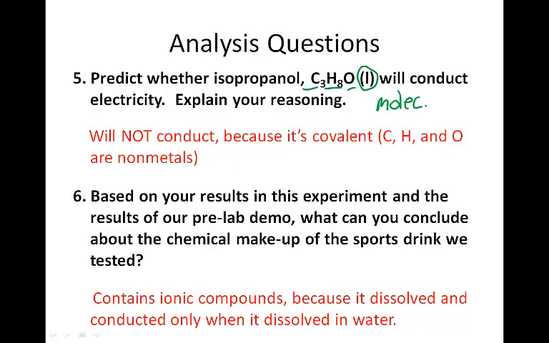And then finally, think back to our pre-lab with the Gatorade sports drink. Based on those results, what could you conclude about it? Well, it has to be ionic because it did dissolve in water and it only conducted when it was dissolved. Those are properties of ionic compounds. So that means that it has a metal and a nonmetal in it of some sort. And if you want, you could look up on the side of a Gatorade bottle or something and see that there are a lot of ionic compounds in there. Sodium chloride, magnesium chloride, etc. That is bonding in a nutshell.